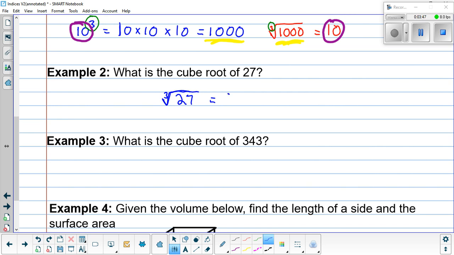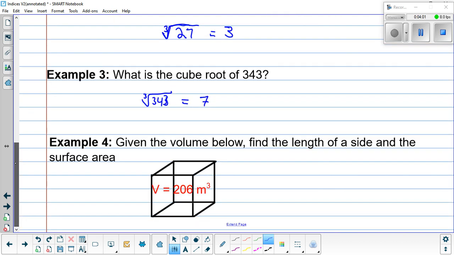So here we're going to get back the value 3. Same thing here: we're taking the cube root of 343. I don't really expect you to know what that is. If you do, that's great. If not, you can do it on your calculator and you'll find that it's 7.